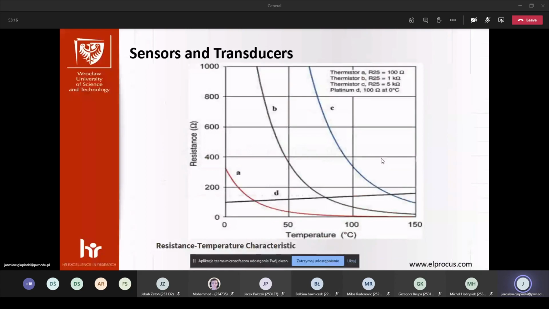Okay, this is the example of the thermistor. As we can see, if we increase the temperature, we decrease the resistance of the thermistor. So it is the NTC thermistor, and generally they are similar. The main value of the NTC is this value, so 100 ohm or 1 kilo ohm.